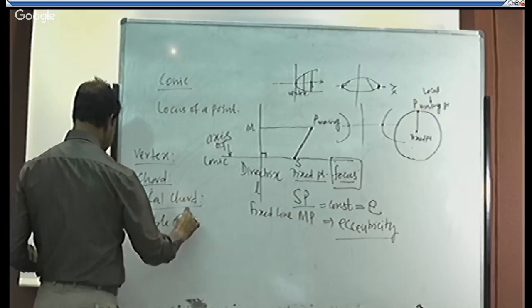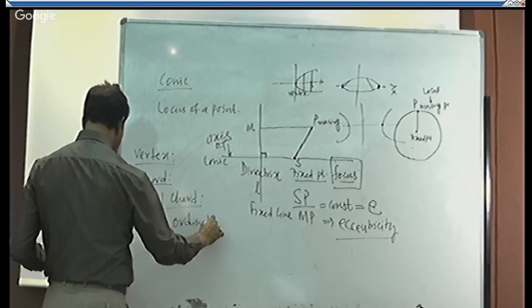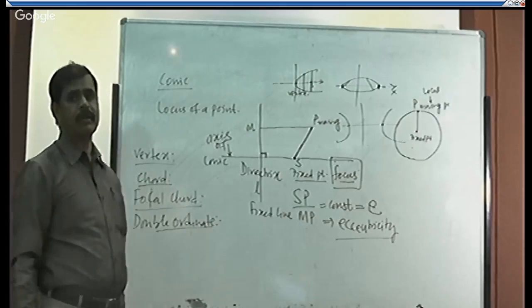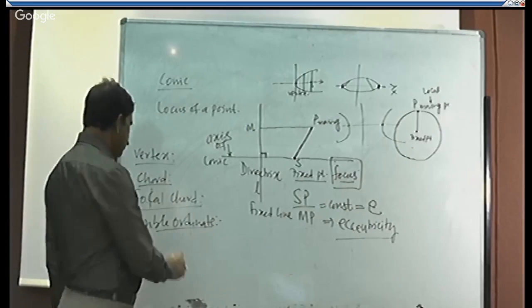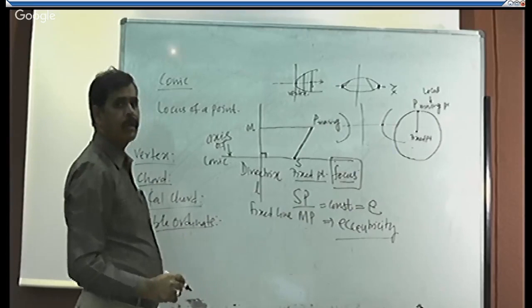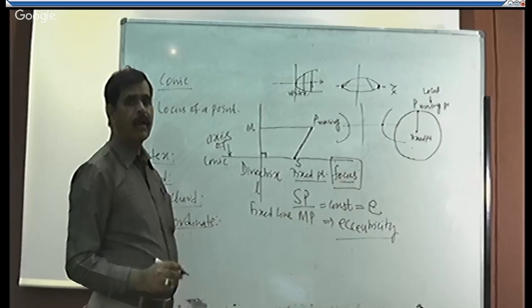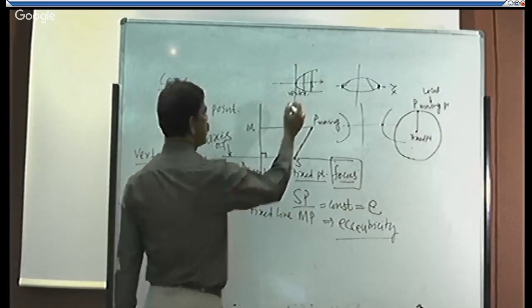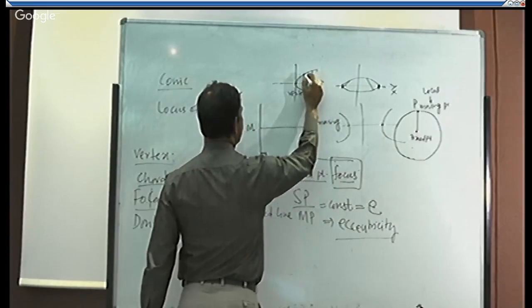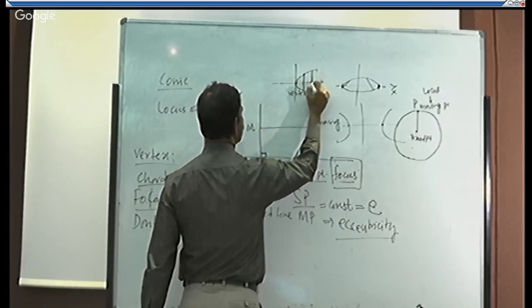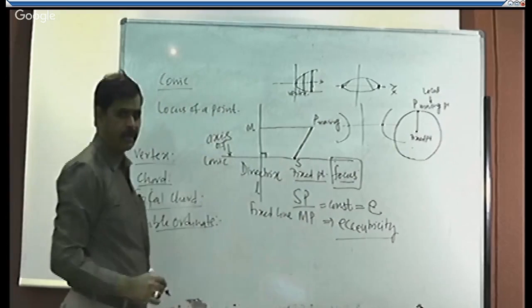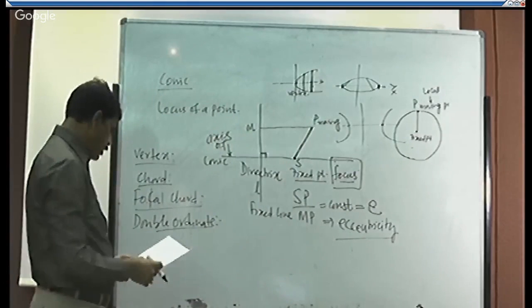Double ordinate. A double ordinate is a chord which is perpendicular to the axis. See, here both the chords I have written are perpendicular to the axis. Such chords are called double ordinates.